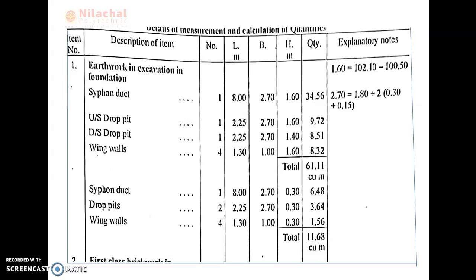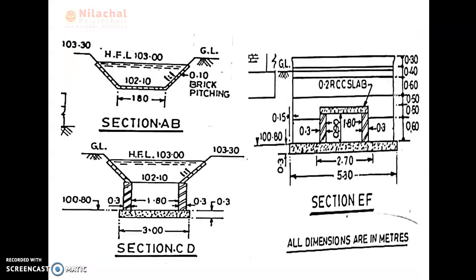In the case of the siphon duct, the number is 1. Drop pits are also provided, 2 numbers: the upstream side drop pit and the downstream side drop pit. They vary from each other in height, so we take the upstream and downstream drop pits separately. First we discuss the siphon duct: number 1, then length, breadth and height. We need to check the size of the siphon duct.